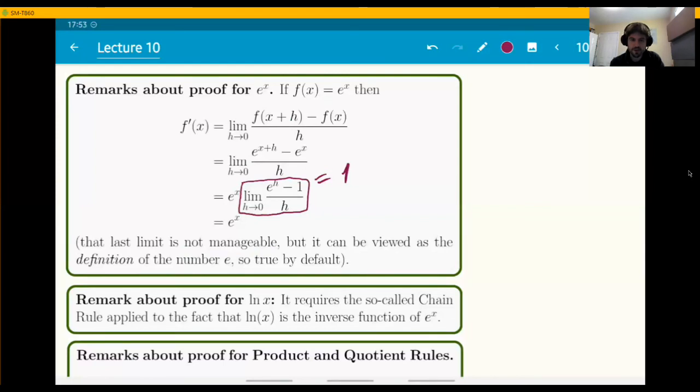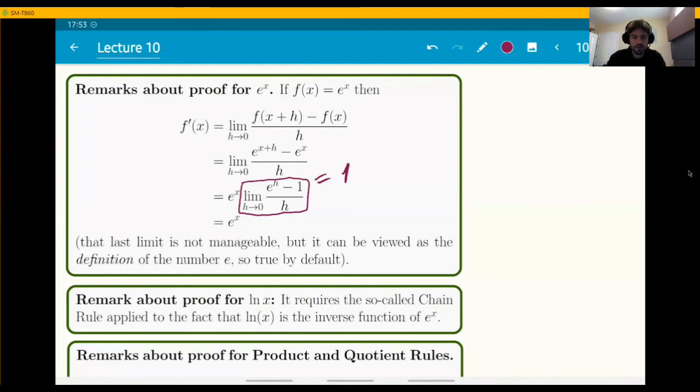be viewed as the definition of the number e. This mysterious constant e, this is a way to define it. You can say it is the constant that makes this particular limit equal to 1. In which case, this limit is true by default, okay? So this is, I guess, not really satisfying, but that's just how this works.